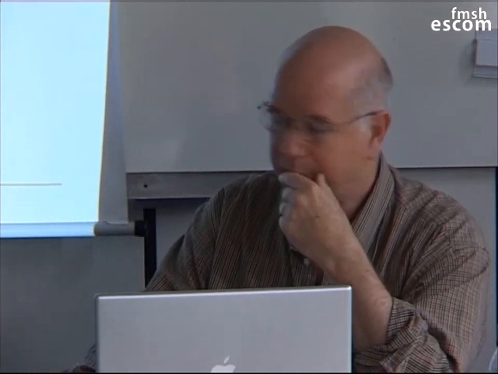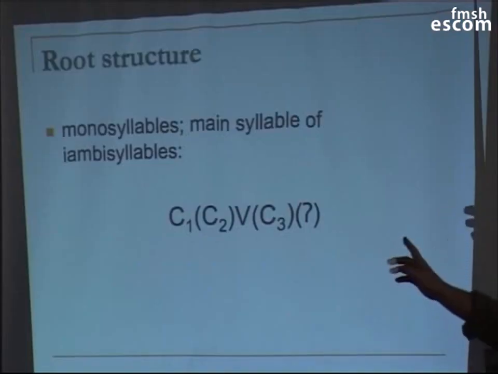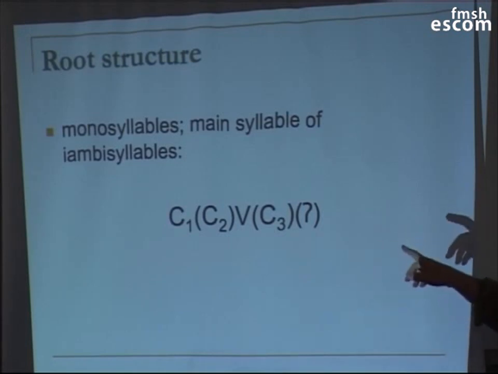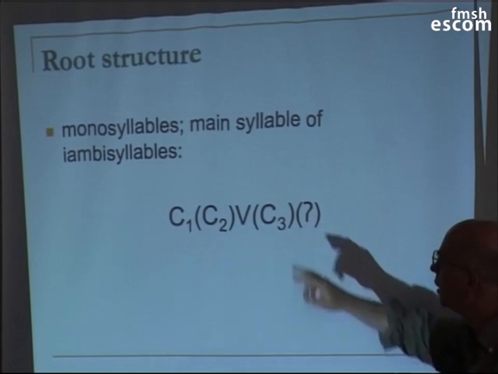Okay, now let's move on to root structure. Now I'm going to start talking about the main syllable of iambic syllables, the structure of the main syllables of iambic syllables, which is the same thing as the structure of monosyllables. Okay, so in fact, main syllables, whether monosyllabic or the second part of an iambic syllable. The structure we're arguing for is this. So C's mean consonants and V's mean vowels. So that main syllable had three consonantal positions, one vocalic position, actually four consonantal positions, including that one.